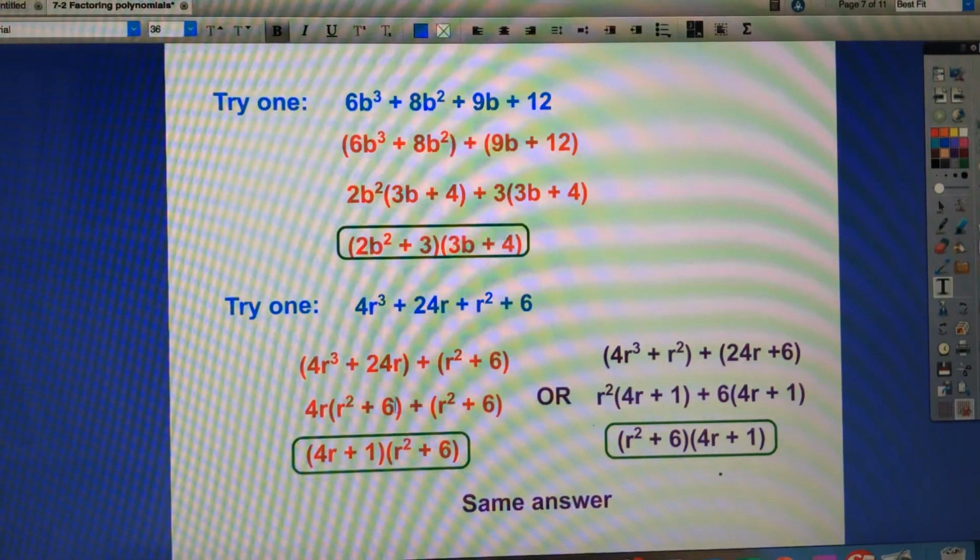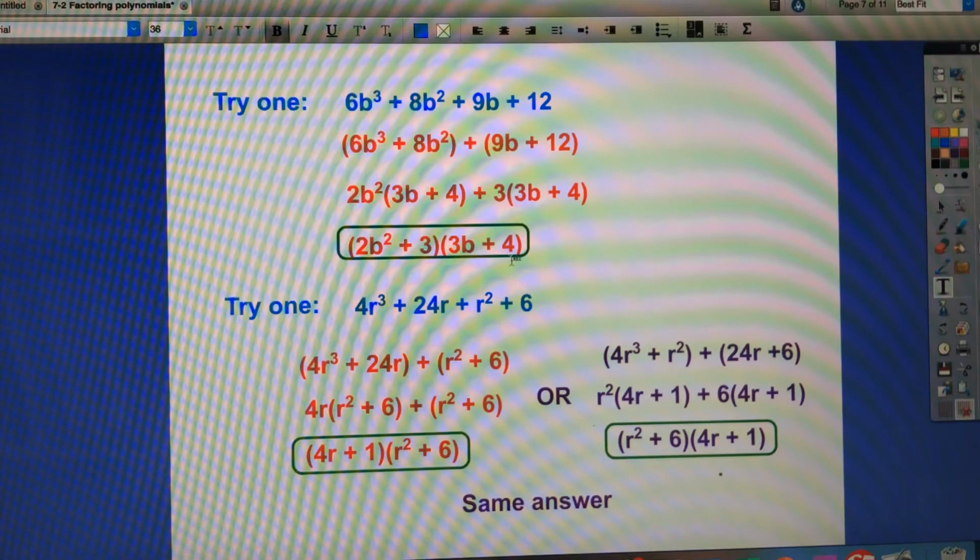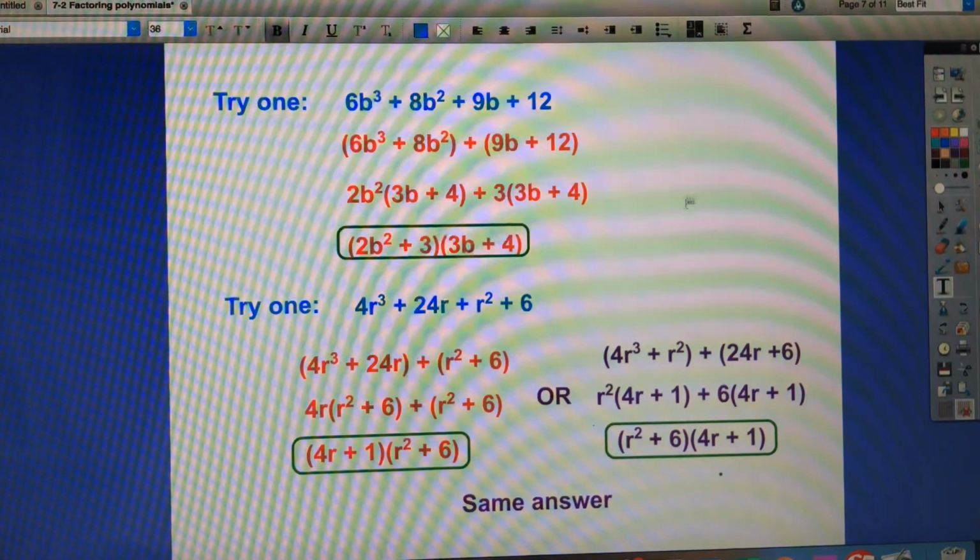So let's keep going. I have r squared plus 6 and I have 4r plus 1. Well, guess what? It came out to be the same answer. Does not matter on the order. Same way up here, I could have had 3b plus 4 first times 2b squared plus 3. It doesn't matter.